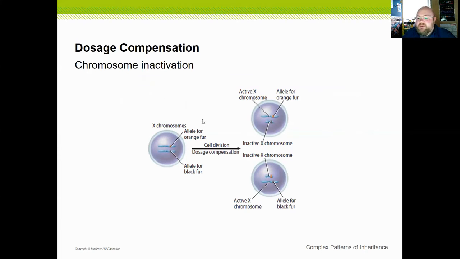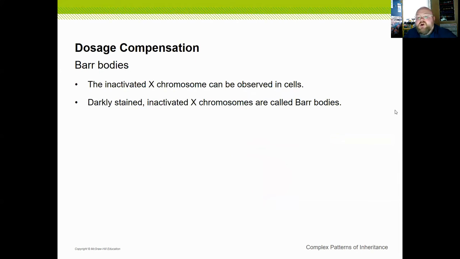So here's kind of a diagram. We have X chromosomes. One of them's active, one of them's inactive. So in females, it doesn't really matter. We have these things called bar bodies. The inactivated X chromosome is observed under a microscope if you stain the slide darkly, and one of the names we call that inactivated X chromosome is a bar body.